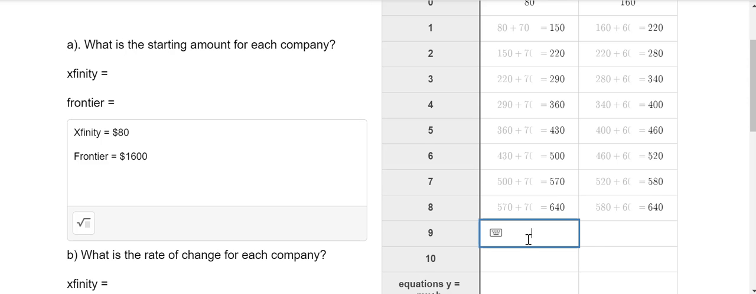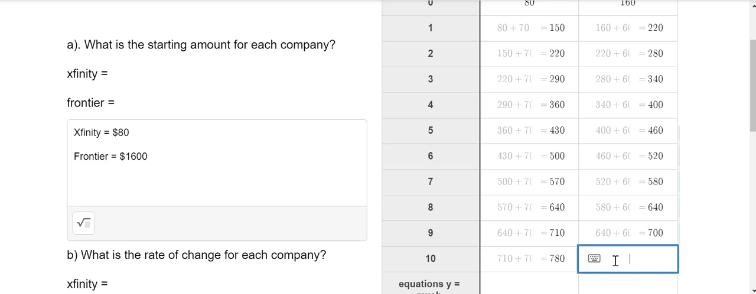For the 9th month, for Xfinity, we have 640 plus 70, 710. For Frontier, we have 640 plus 60, which is 700. Now for Xfinity, for the 10th month, we have 710 plus 70, which is 780. And for Frontier, we have 700 plus 60, which is 760. You can see after the 8th month, Frontier is cheaper. But before the 8th month, Xfinity was cheaper. So if you're moving in the 9th month, the cheapest plan you can take is Frontier.